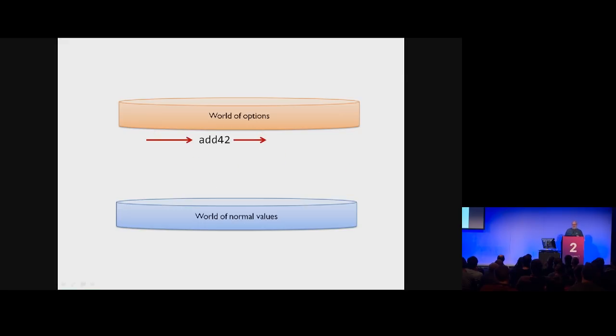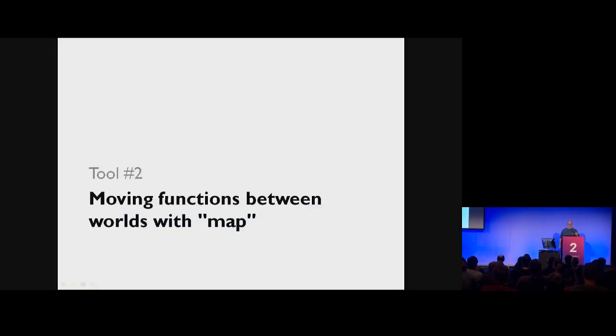So what you want to do is somehow be able to work with this add42 function up in the effects world, in the option world. So we want to stay up there. So how do we make an add42 function up there without having to write all this special code every single time? And that's what map does.